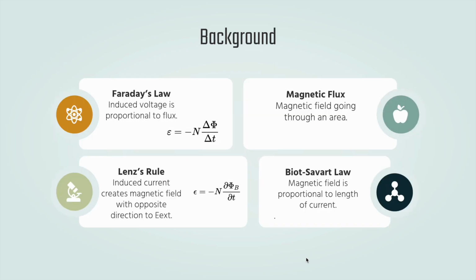For some background information, first is Faraday's law, which is that the induced voltage is proportional to the change in flux, as we see right here in the equation. Magnetic flux is the magnetic field going through an area, so the amount of the magnetic field going through the area. Then Lenz's law: the induced current creates a magnetic field with opposite direction to the external one, and we see it right here in the equation as well. And then the Biot-Savart law, which we talked about before in other labs, is that the magnetic field is proportional to the length of current.